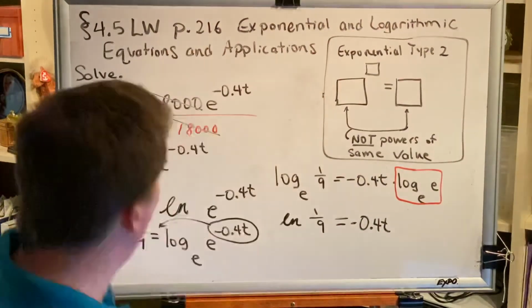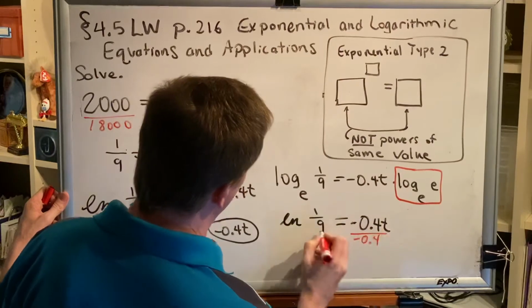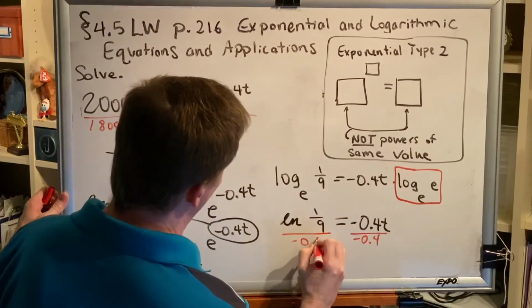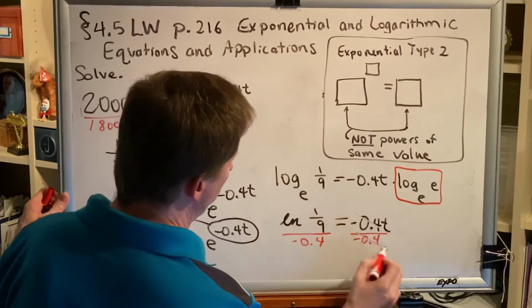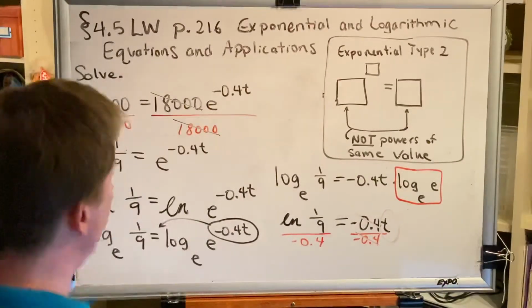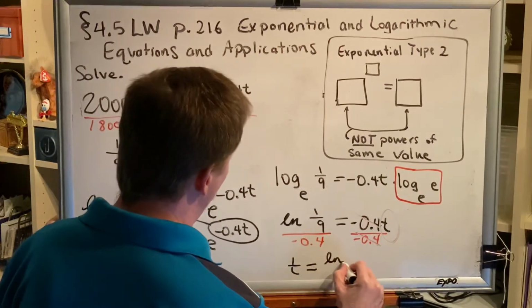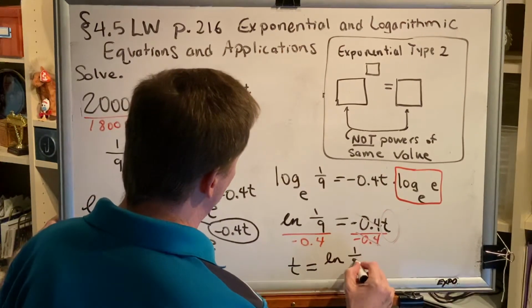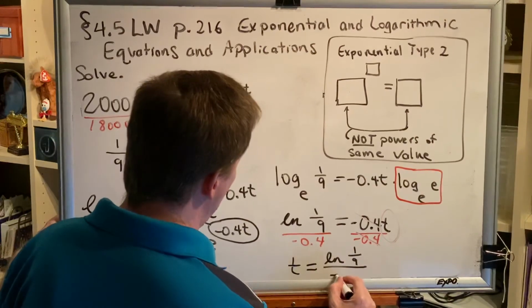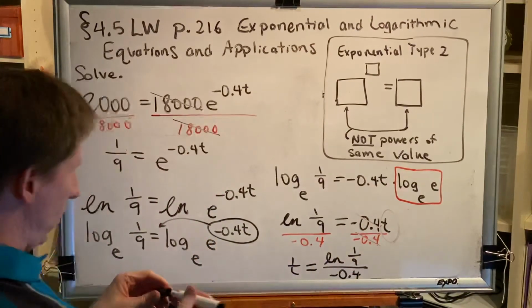And then I can divide by negative 0.4 on both sides. Those coefficients cancel, and that tells me what t equals. So my final answer for this problem is t is exactly equal to the natural log of 1/9 divided by negative 0.4.